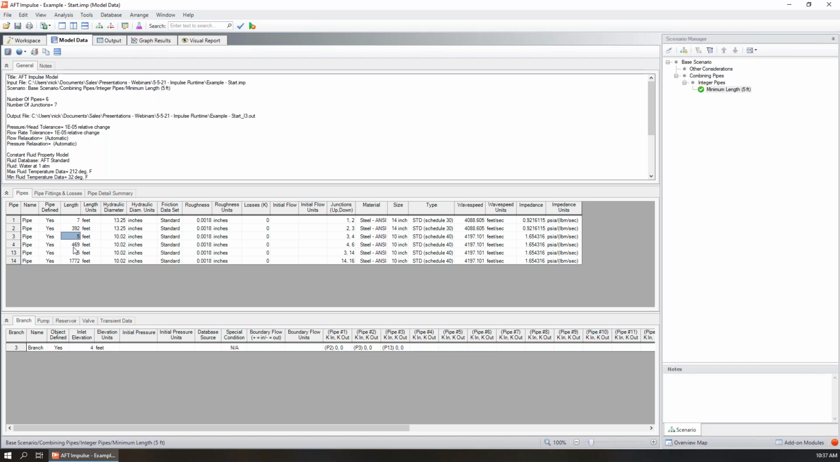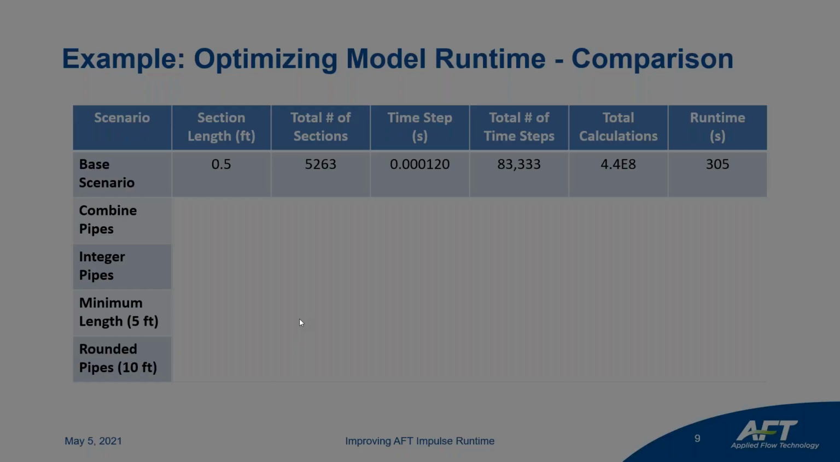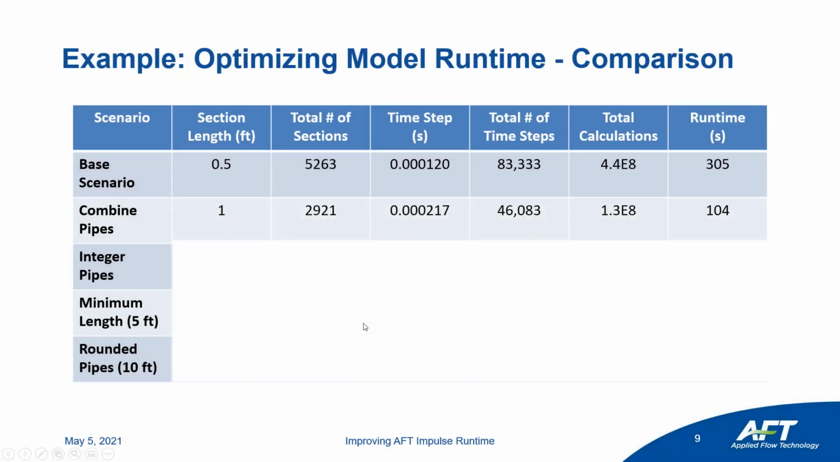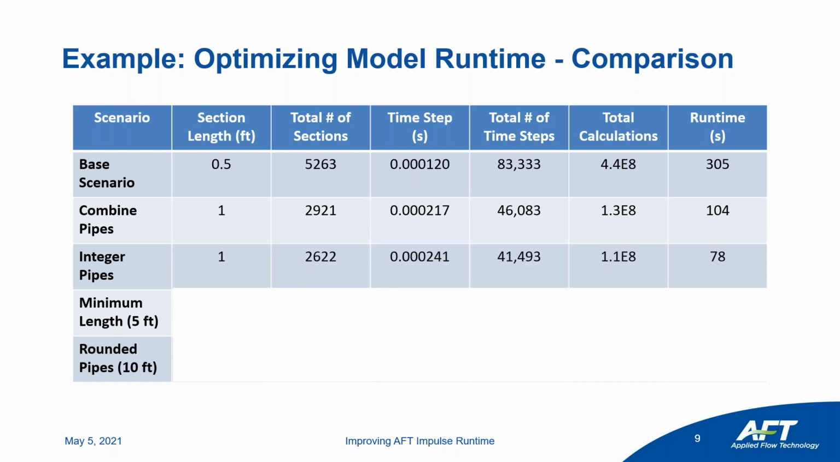So if we update these 2 pipes to 5 feet, what is that going to do for our runtime? We've gone from 5 minutes down to about 1.5 minutes to a little over a minute. And now by setting a 5-foot minimum, we're down to 18 seconds, which is great. So we can see how our total number of sections keeps falling off, our section length keeps growing. Our time step similarly increases, reducing the total number of calculations that we have to perform.